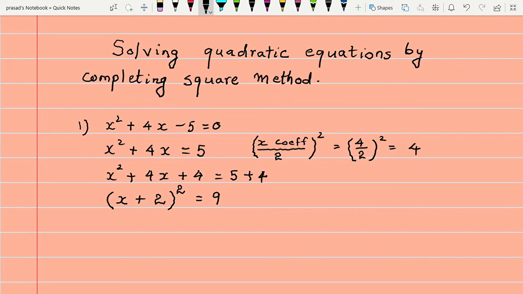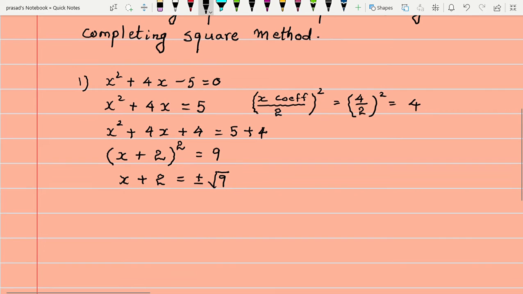Now you take the square root. So x plus 2 is, and keep it in mind that when you are taking the square root, consider both the signs, plus or minus. So square root can be positive or negative. So what are you getting? x plus 2 is equal to plus or minus 3.